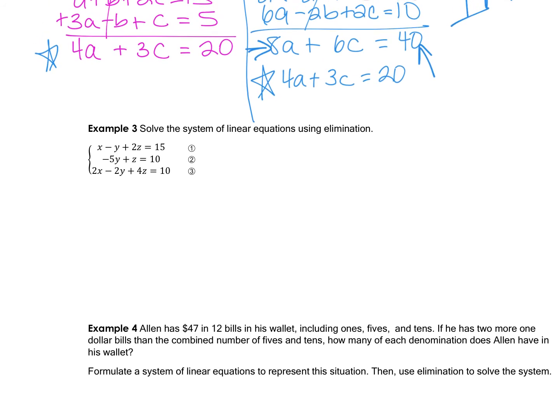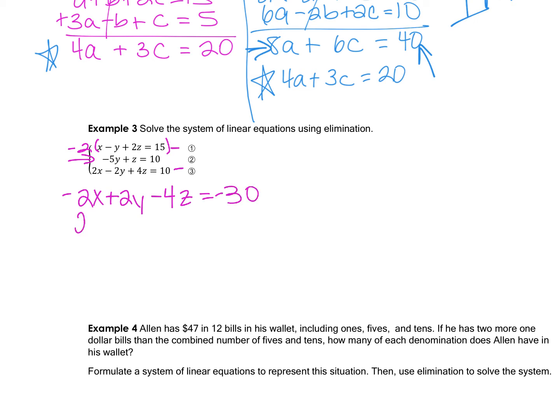Okay, so number 3, we need to pick a variable to eliminate. It does not matter which one. Notice on my second equation, there's no x, so I would eliminate x. So I'm going to use the top equation, number 1, and number 3 to eliminate the x's, since number 2 does not have an x. So I need to multiply the top one by -2. Make sure you distribute it to everything on that equation.